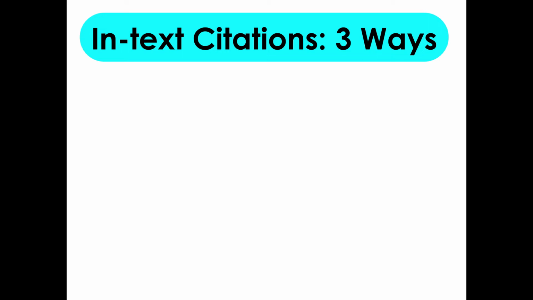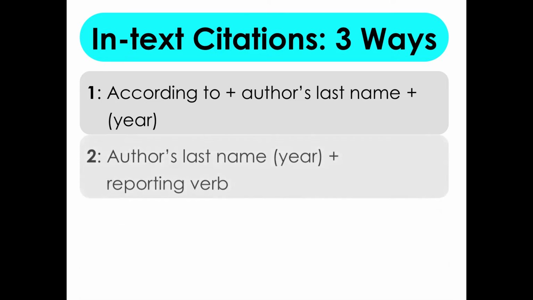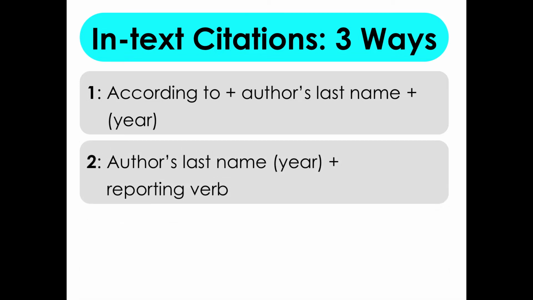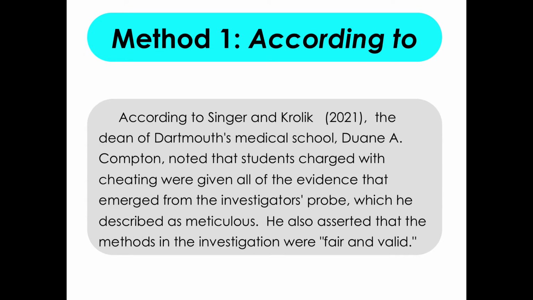Now we're going to look at 3 ways to do an in-text citation. The first way is the one you have seen before, using the phrase according to, plus the author's name, and then the year of publication in parentheses. The second way is to start a sentence with the author's last name, put the year in parentheses, and then continue the sentence with a reporting verb. The third way is to just put the author's last name and year inside parentheses. We're going to look at these 3 ways in detail now.